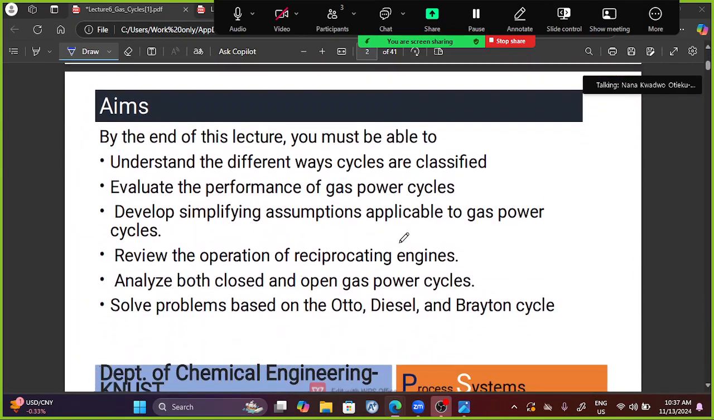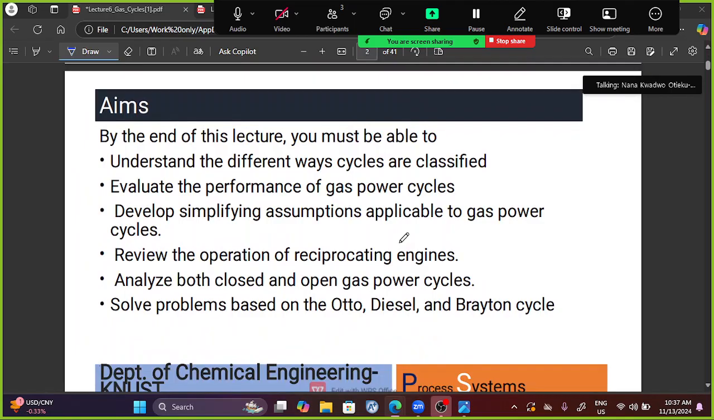Okay, so these are the things you should be able to do at the end of today's lecture: understand the different ways cycles are classified, evaluate the performance of gas power cycles, develop simplifying assumptions, review operations of reciprocating engines, analyze both closed and open power cycles, and then at the end of the day, the main thing is to solve problems based on the Otto, the Diesel, and then the Brayton cycle.